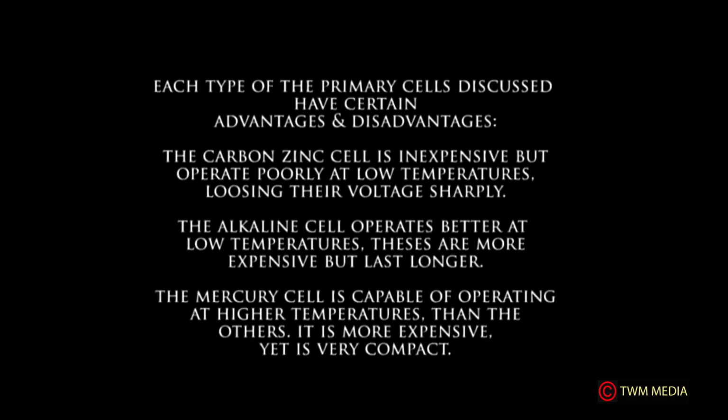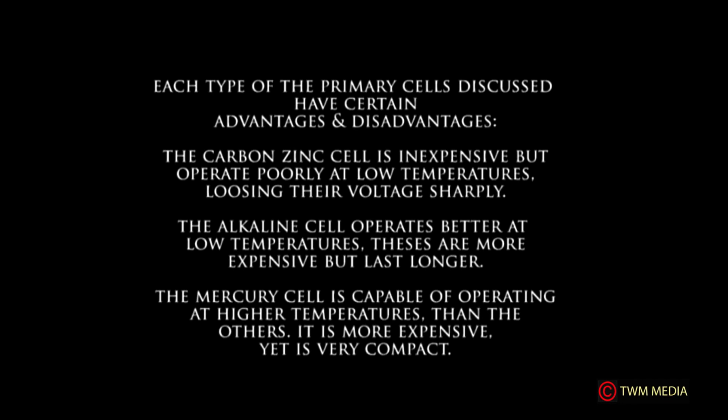Each type of the primary cell as discussed has certain advantages and disadvantages. The carbon zinc cell is inexpensive but operates poorly at low temperatures, losing its voltage sharply. The alkaline cell operates better at low temperatures; these are more expensive but last longer.